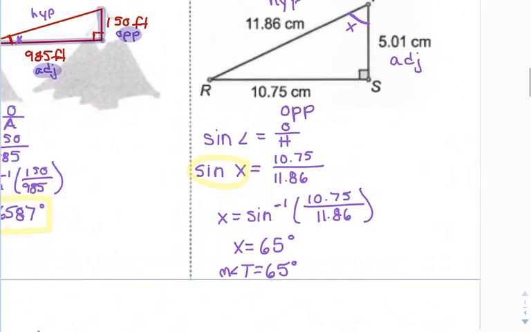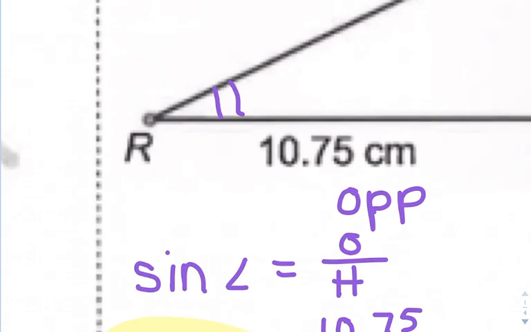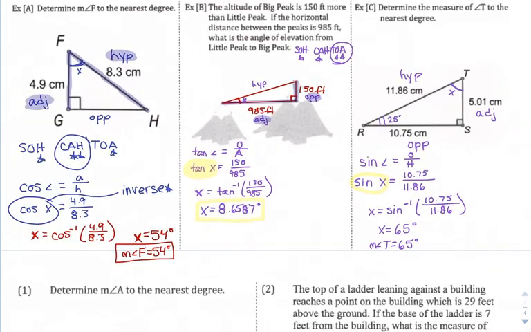Now, let's say if T is 65, how would you solve for R then? Remember that angle T and angle R have to add up to 90 because there's a right angle in your triangle. So if I did 90 minus 65, that means angle R is 25 degrees. So that's just an added bonus.